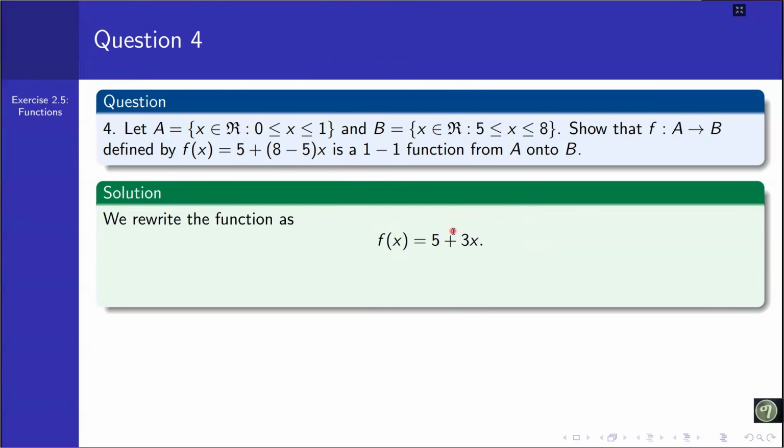That means there are no two real numbers within the given domain which can have the same image, so that when x increases the function value will also increase.